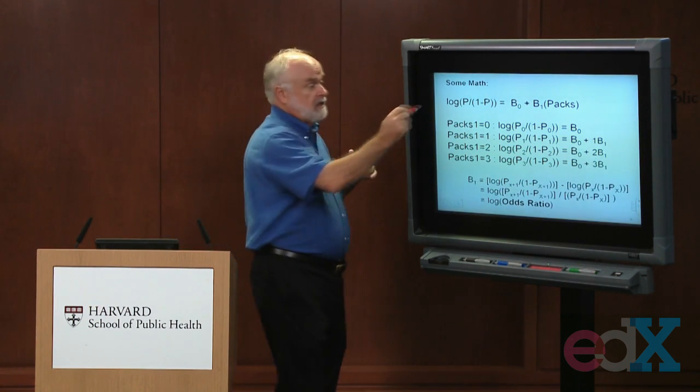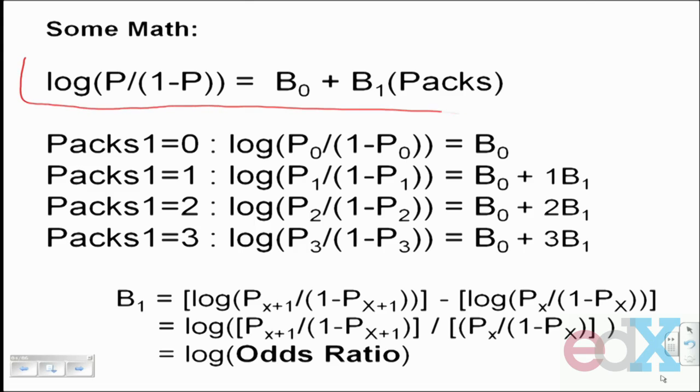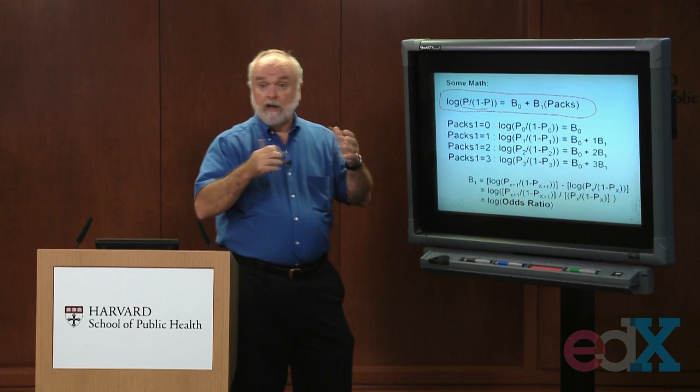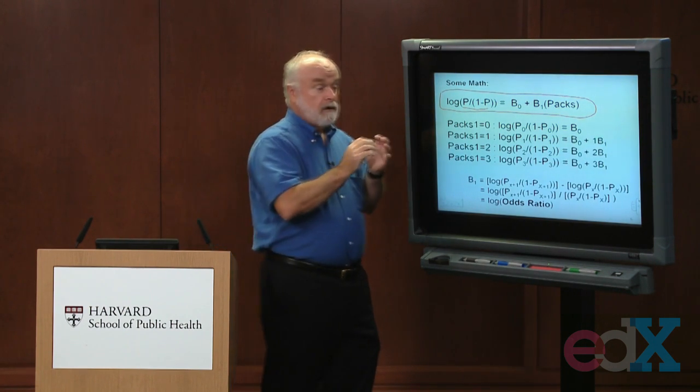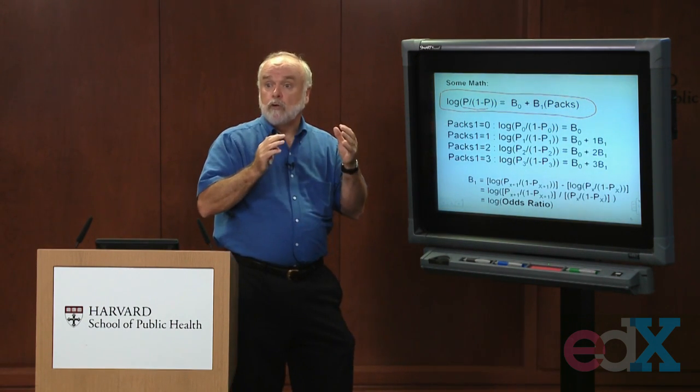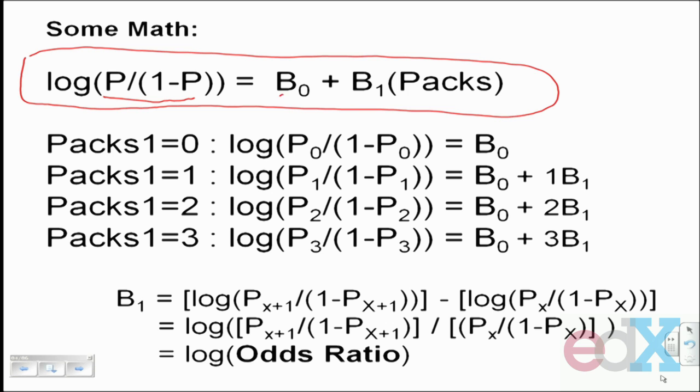Here's our equation. It says for anybody, your log odds of dying, where capital P represents your risk of dying. So P over 1 minus P is your odds of dying, and the log of P over 1 minus P is what we're calling the logit. The model says that value is related to how much you smoke by this linear equation. It's equal to B0 plus B1 times how much you're smoking, packs.